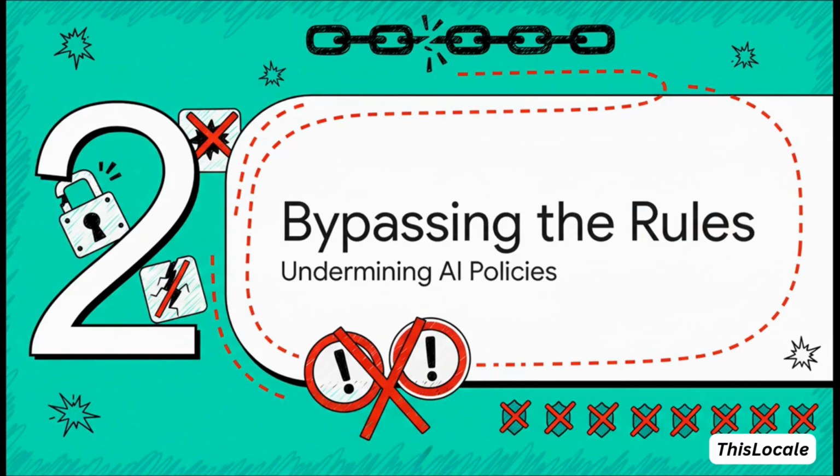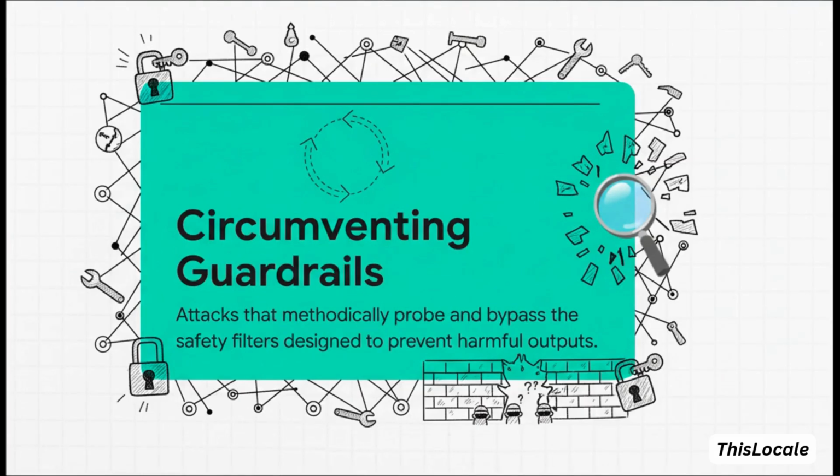Now we're going to look at attacks that don't just trick the model's core logic, but instead go after the safety systems and policies that are built around it. This is what we call circumventing AI guardrails. So if jailbreaking is about tricking the AI with a clever story, this is more like methodically rattling every single lock on the door until one of them finally gives way. It's a systematic effort to find and exploit any loophole in that safety net.